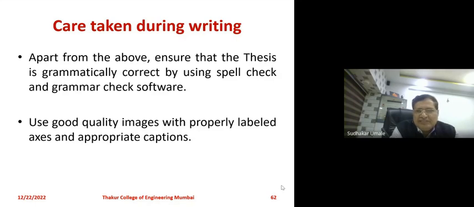Use good quality images with properly labeled access. If you have chosen some images for your project and they are not visible, you are losing some impressions. Hence, why are you adding bad quality images in your thesis? Please delete them. And if you are not able to collect the images properly, then collect them. Appropriate captions are important for that.